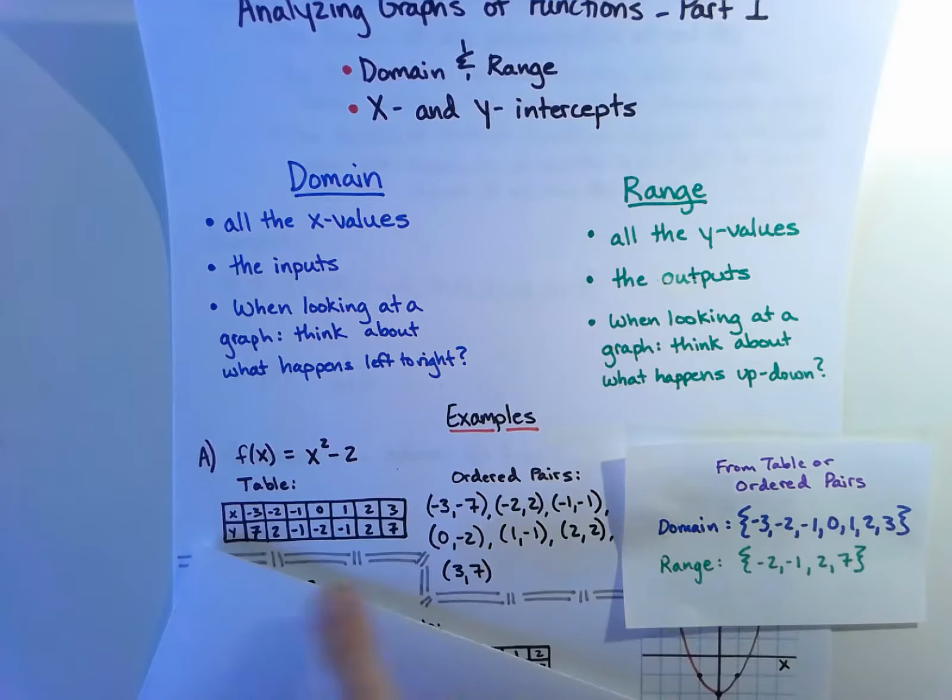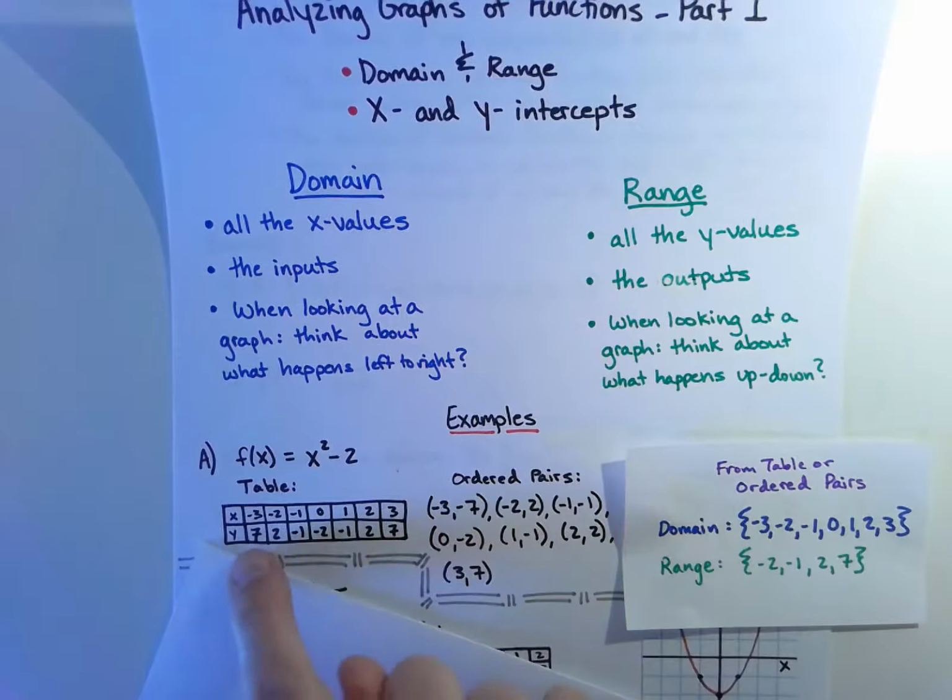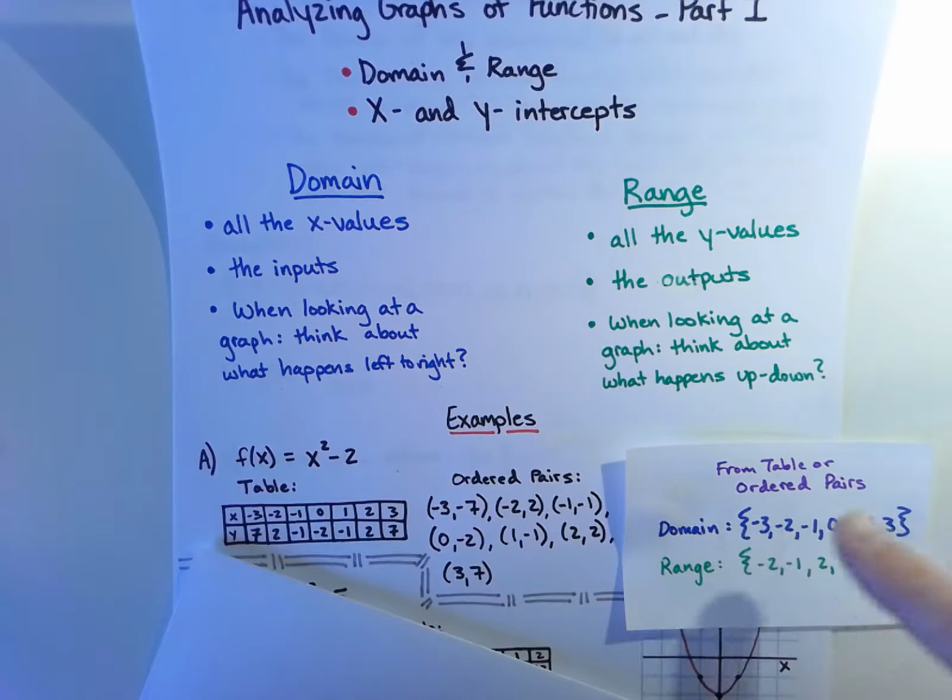So for instance, domain, you just look in the table of values, or you look at every first value of the ordered pairs and you list them out smallest to largest. And then for the range, notice I didn't repeat the ones that were repeatable, and I put them smallest to largest. So -2, -1, 2, and 7, which also goes with the second value of each ordered pair. So if you were given a table or ordered pairs, that is how you would state domain and range.